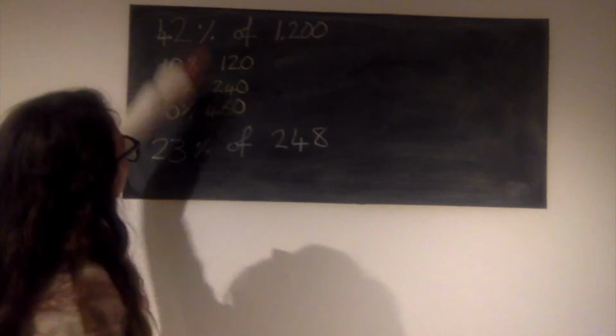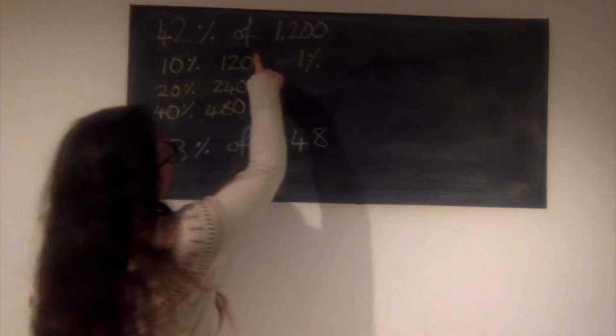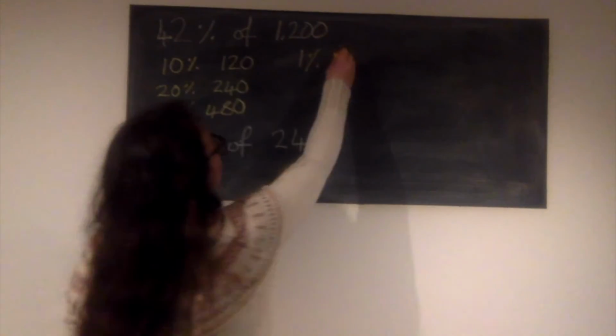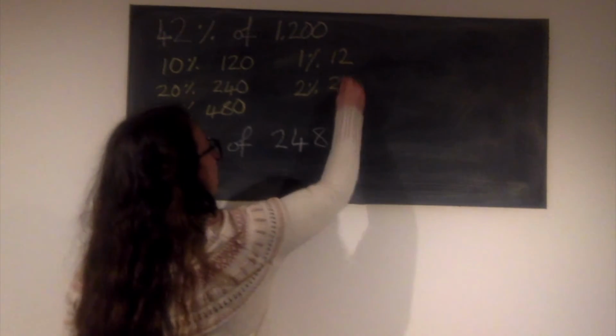And next up I need 2%, so let's make that up with 1%. So I divide this by 100, or I can divide my 10% by 10 again. So that gives us 12. I need 2%, so I'll double this again, and that gives us 24.